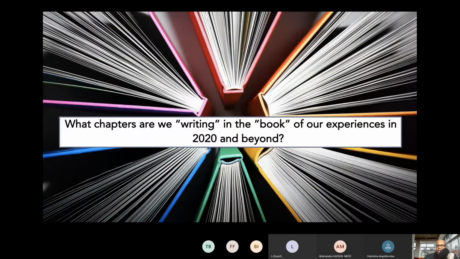So what chapters are we writing in the book of our experiences in 2020 and beyond? What chapters are we writing? What chapters are you writing in your book? What chapters am I writing in my book? Well, I can tell you one of the chapters is definitely in my book for 2020, and that is Global EdTech Academy, again, brought to you by Microsoft EDU and Q Inc., because it's allowed me to reach you all and so many other people literally around the globe, for which I am absolutely humbled and honored. What chapters are you writing in your book for 2020?